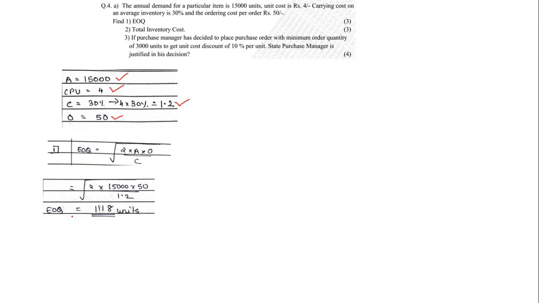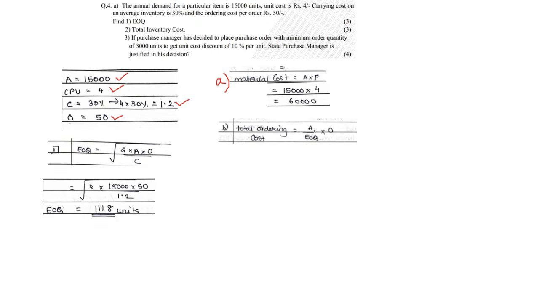Second, they are asking us to find the total inventory cost. For total inventory cost, we require three things. First, material cost, that is A into P. Annual demand is 15,000, P is 4 rupees, so 15,000 into 4 comes to 60,000 rupees. That is the A amount that we required. B is the total ordering cost, that is annual demand upon EOQ into O. Annual demand is 15,000, EOQ is 1118 and O is 50. We substitute the values, we get the answer as 670.8 rupees.